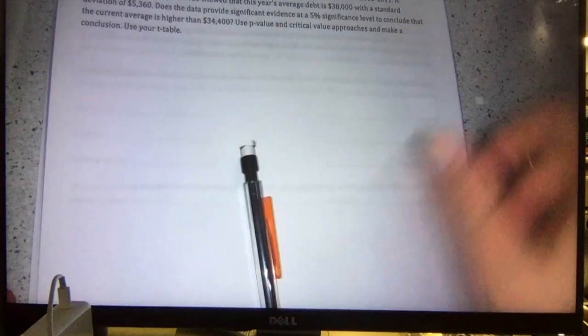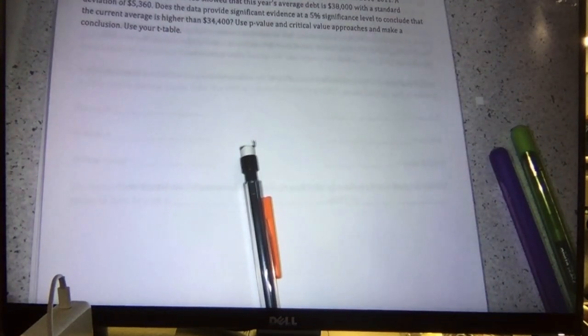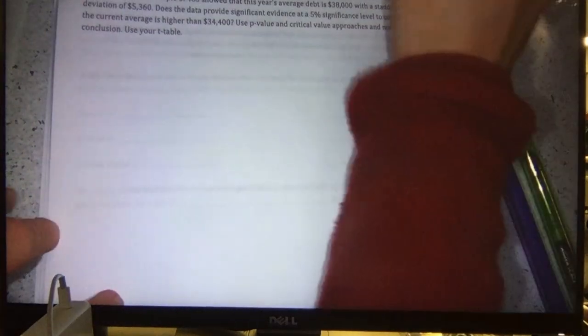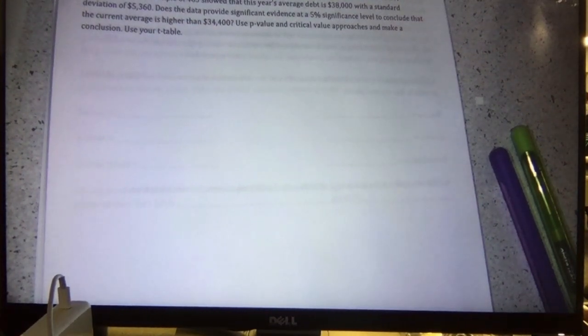Next example. According to an estimate, the average debt for college graduates is $34,400 in 2010 to 2011. A random sample of 485 showed this year's average debt is $38,000 with a standard deviation of 5,360. Does the data provide significant evidence at a 5% significance level to conclude the current average is higher than 34,400? Use the p-value and critical value approaches to make a conclusion, and we're going to use our t-table.